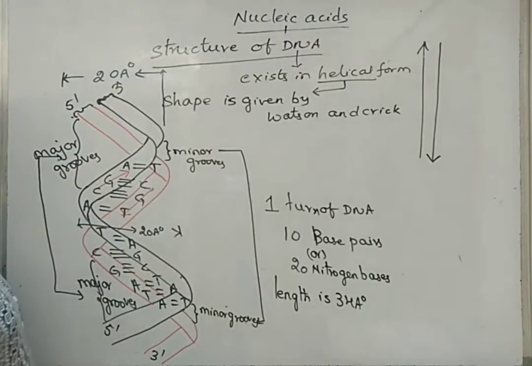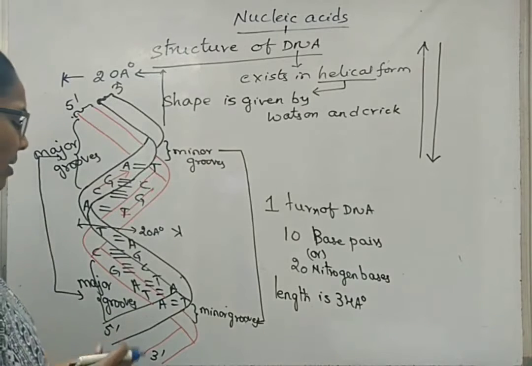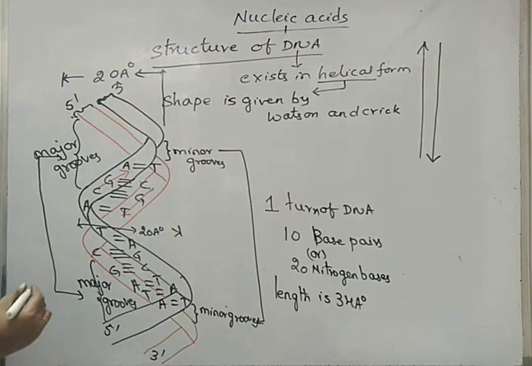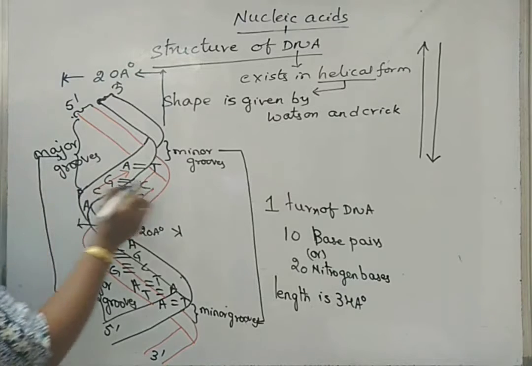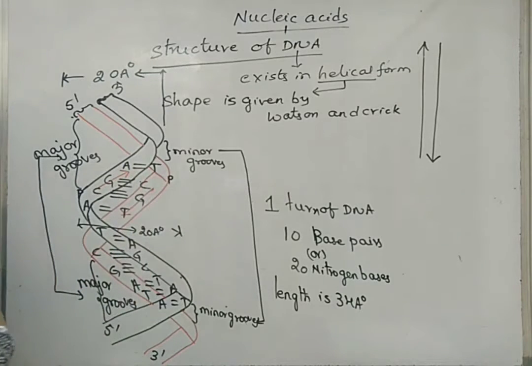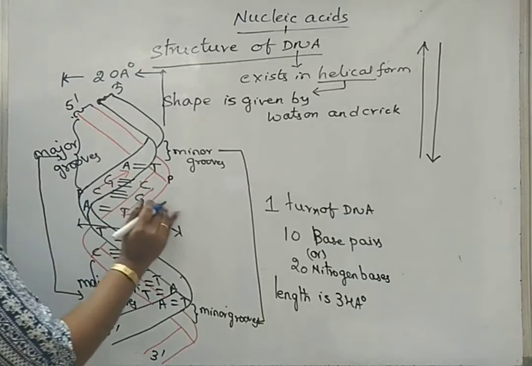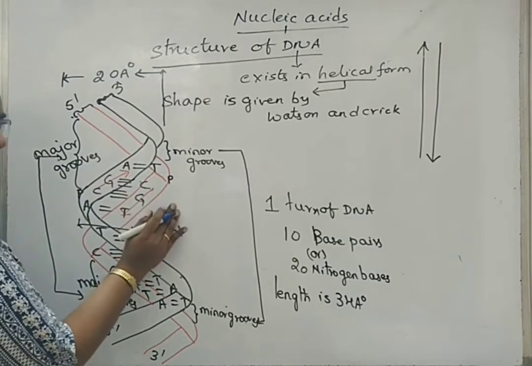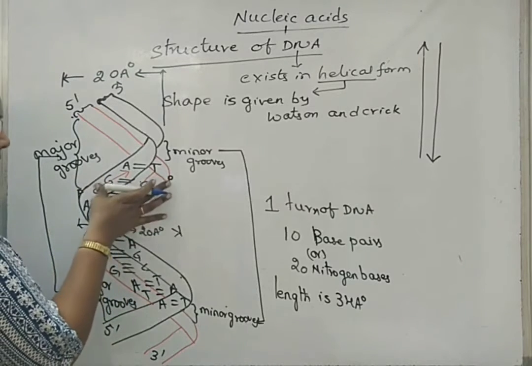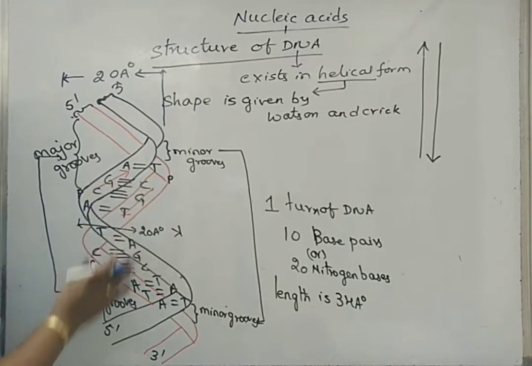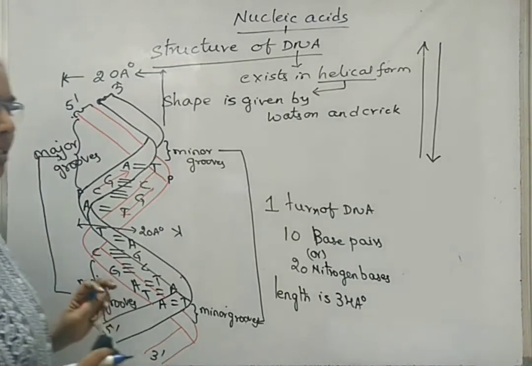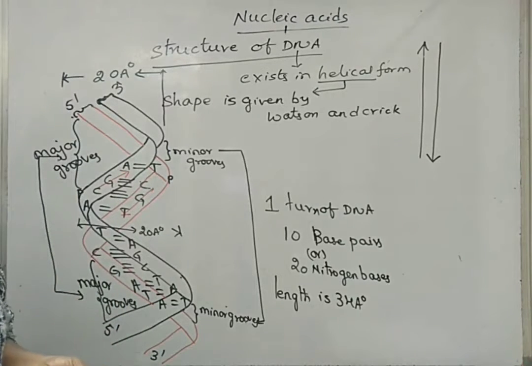How can we represent this 20 angstroms? We can show the phosphate molecule present here and the phosphate molecule present here. Because the strands have phosphate molecules, the distance between these two on the oppositely running strand can also be considered the diameter of DNA. So these are the measurements required for DNA structure.